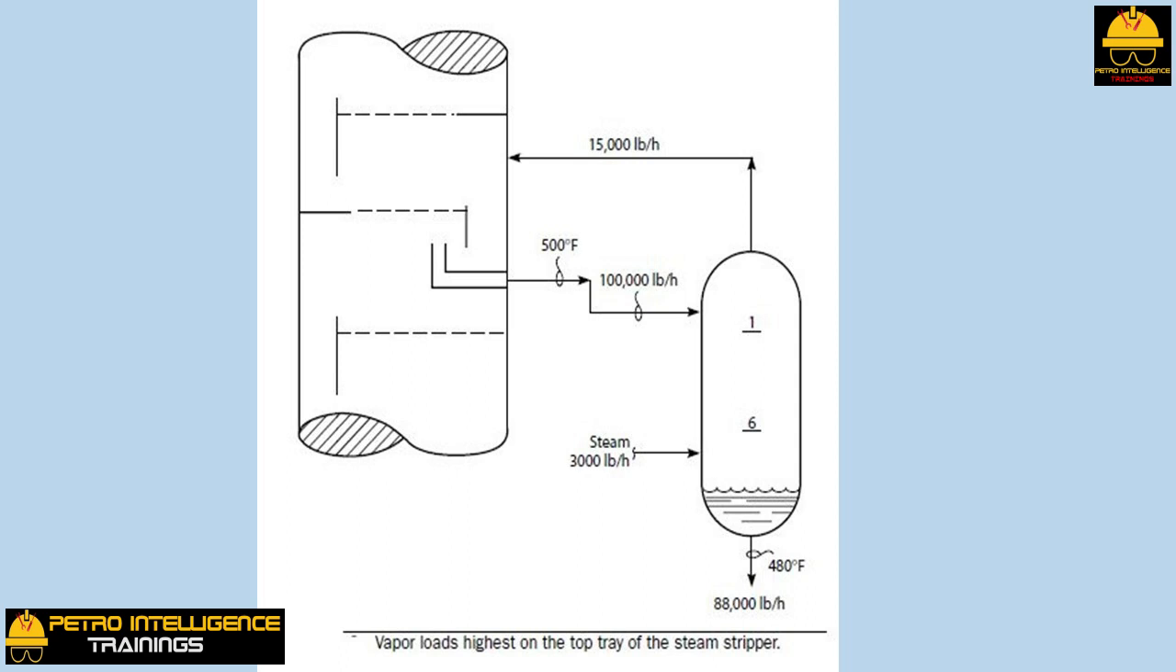From the designer's point of view, the top tray of the stripper should have several times more sieve holes or valve caps on its tray deck than the bottom tray. If, however, all the trays in the stripper are identical, then either the bottom tray will leak or the top tray will flood. Either way, stripping efficiency will suffer.